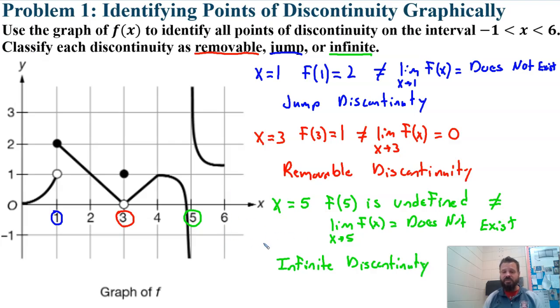Anytime you're dealing with an asymptote, we'll call that an infinite discontinuity. The limits are equal to 0 at those spots. We do have more formal definitions for these, but they're pretty straightforward. The name's pretty self-explanatory, so we won't actually get into those.